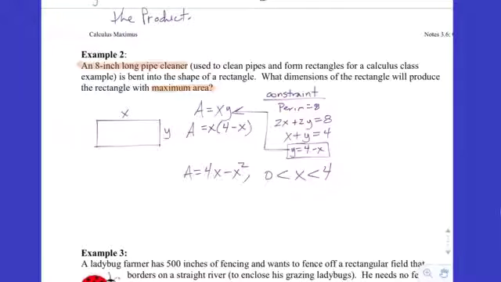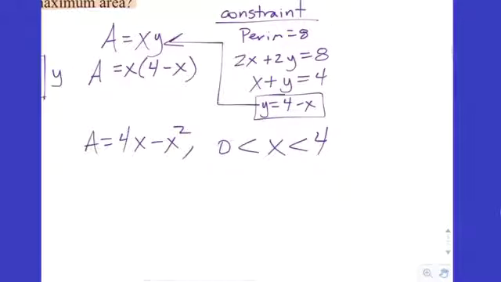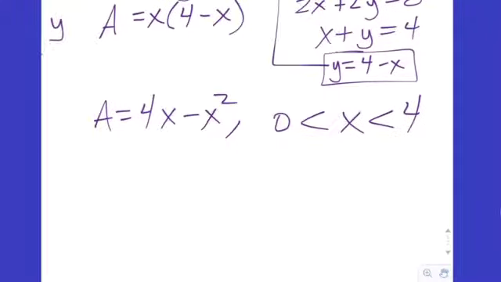That would minimize your area to 0, yeah. So 0 to 4 is good, or if you just want to say x has got to be positive. It doesn't really matter so long as you think about a relevant domain. Now we'll find the derivative. A prime equals 4 minus 2x. It's never undefined. And by the way, we're interested in the values where the derivative is 0.